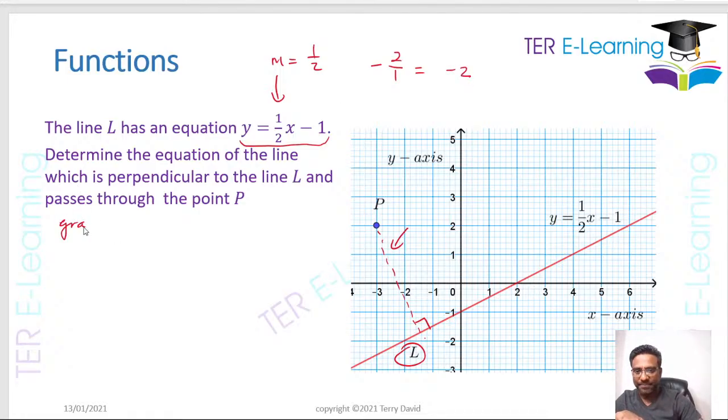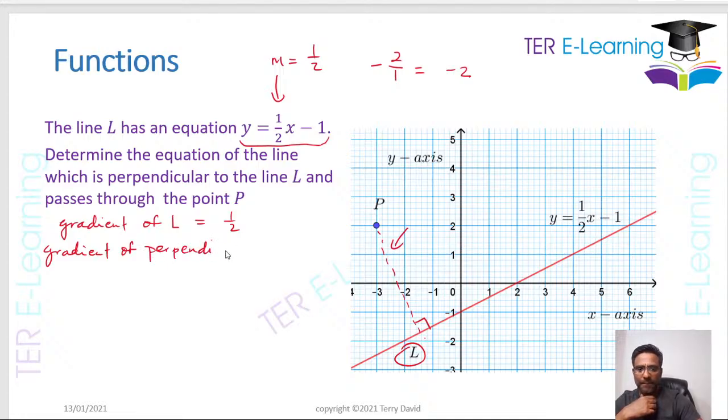So the gradient of L is equal to a half according to the equation. So the gradient of the perpendicular line has to be equal to minus 2. So let's write the equation of that line we're trying to find out. It should be y equal to minus 2x plus c. We don't know what c is.